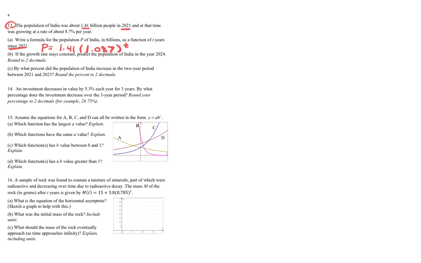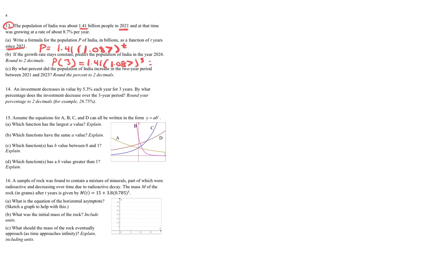So now for part B, if the growth rate stays constant, predict the population of India in the year 2024, round to 2 decimal places. So 2024, notice our formula started at 2021. So that's 3 years after where we started. So we're going to say that P of 3 is going to be equal to 1.41 times 1.087 to the 3, which is just equal to 1.81 billion.